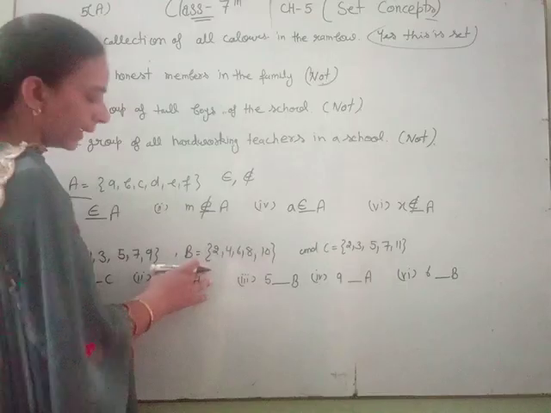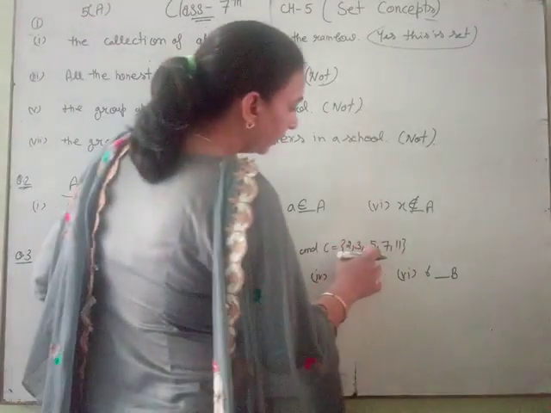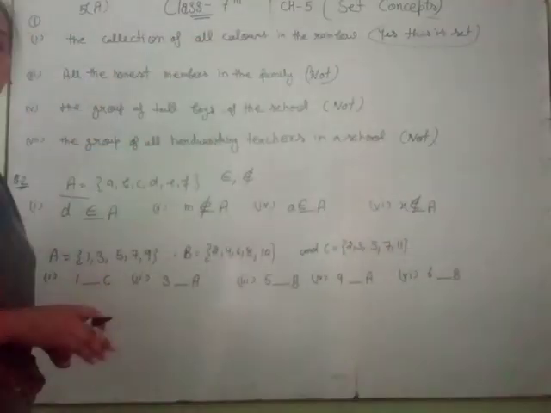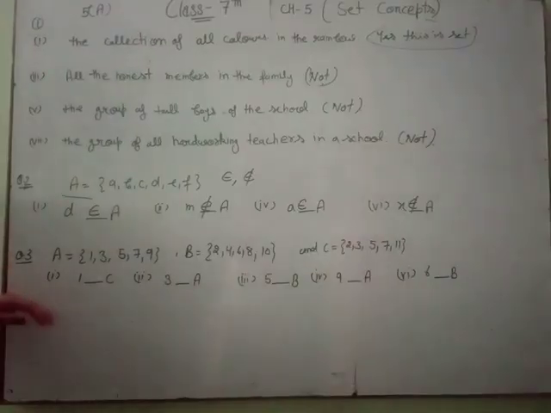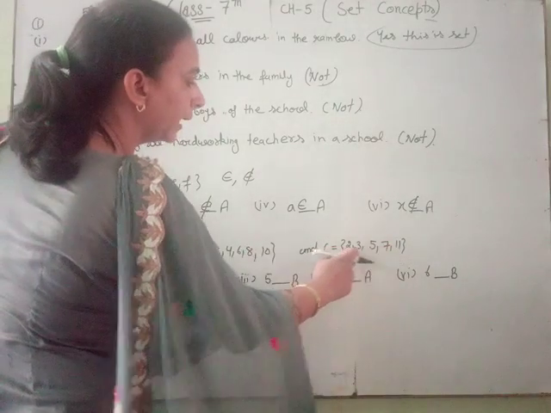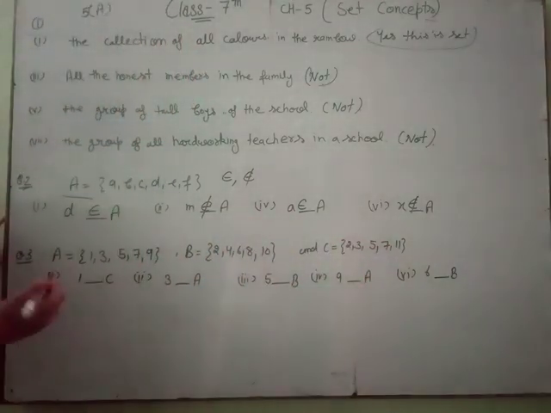Set A is 1, 2, 3, 5, 7. These are the elements of set A. 2, 4, 6, 8, 10 are the elements of set B. 2, 3, 5, 7, 11 are the elements of set C. So we fill these blanks. First is 1 belongs to C. There is no element 1, so 1 does not belong to set C.